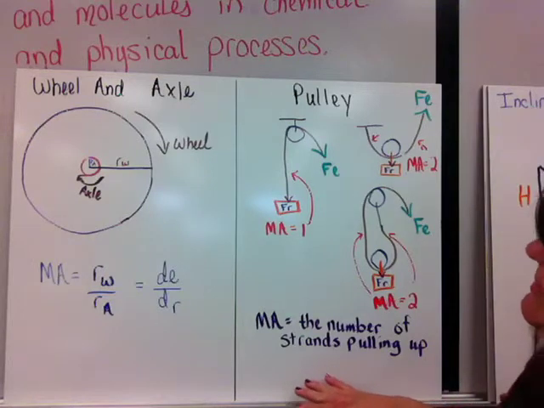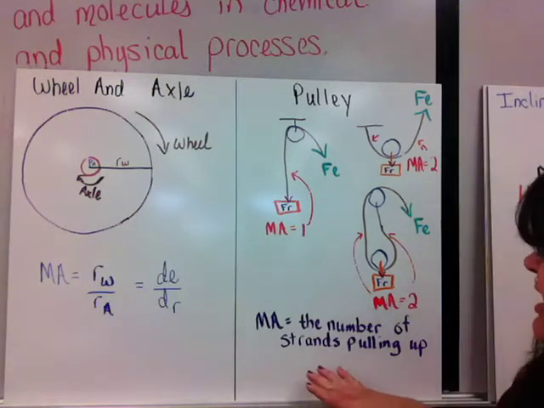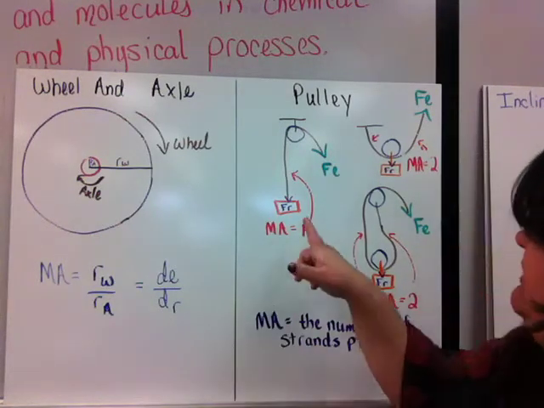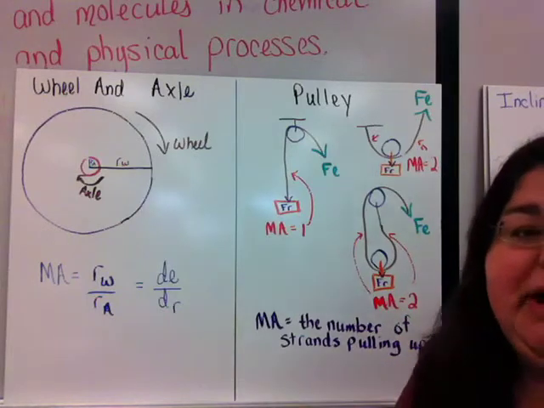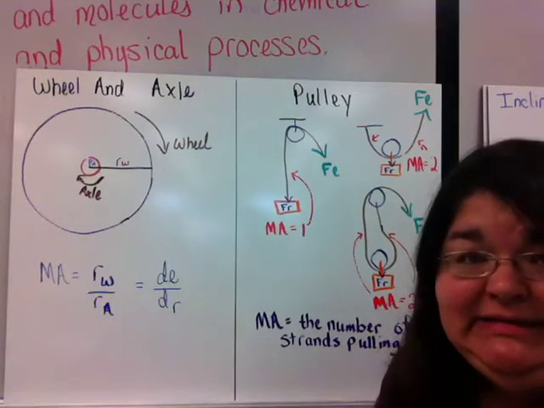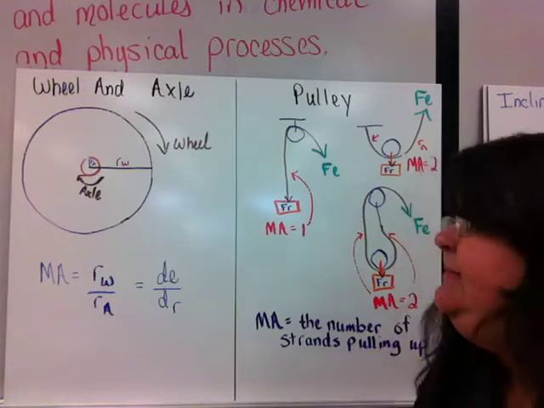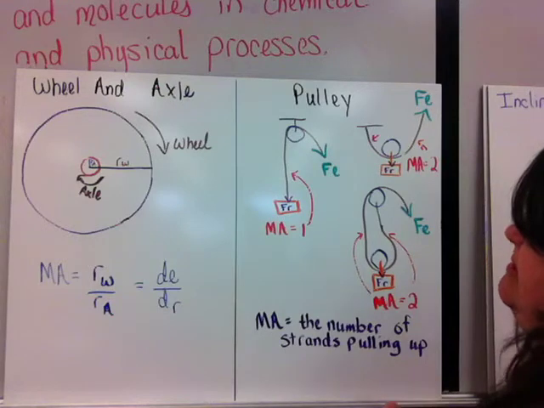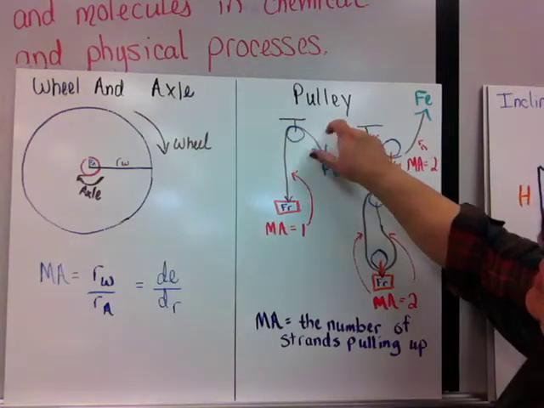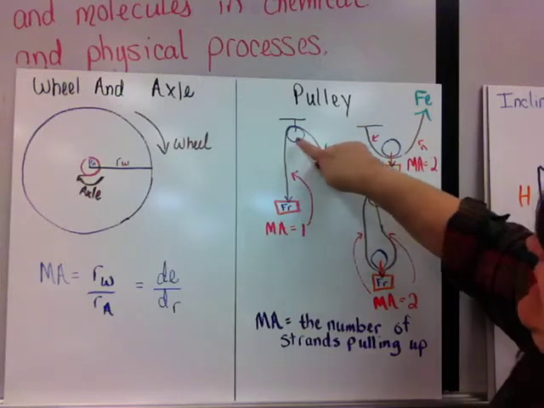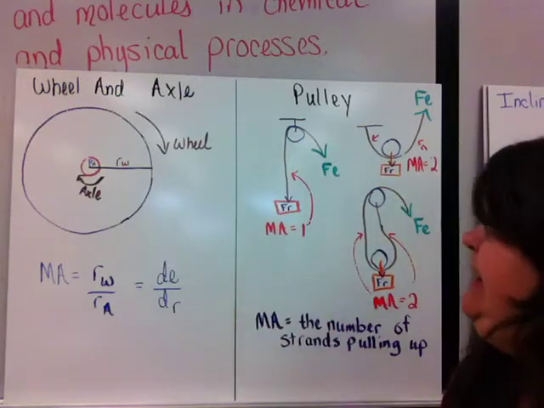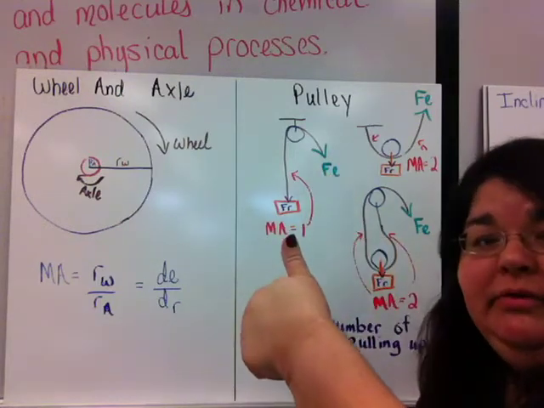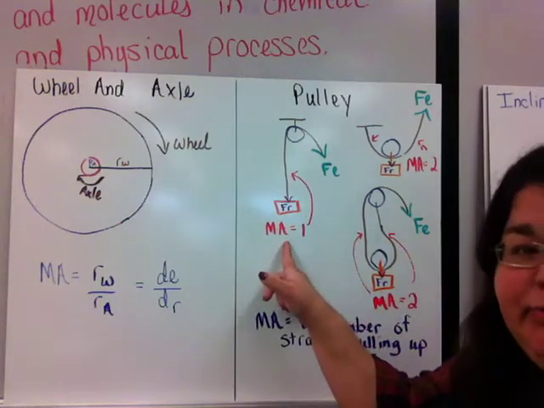Now, calculating mechanical advantage for a pulley is a little different because I talk about the number of strands that pull up on the weight. If you notice in each of these pictures, I have this orange box. That's my FR. That's the weight of the object that I'm trying to lift. Well, in this first example, my effort will pull down on this rope and make the box go up, okay? There's one section of that rope pulling up, so my mechanical advantage is 1.